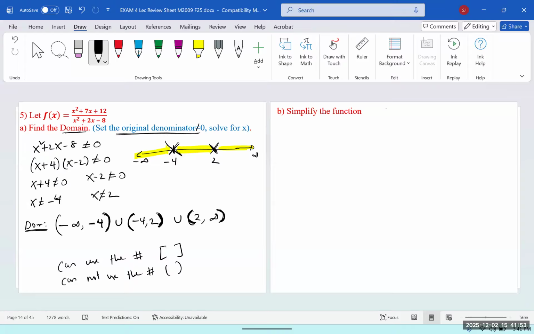Same thing for 2. When x is 2, the denominator is 0. Can you have 0 on the denominator? We cannot. So can you use 2 for x? We cannot. Since we cannot, it's parentheses. Clear, Jalen?